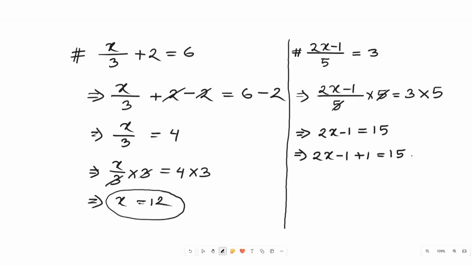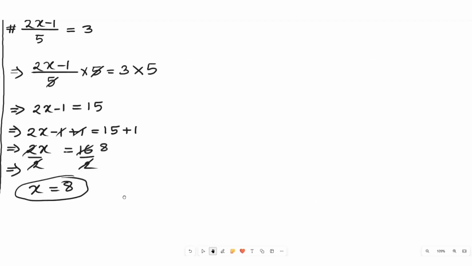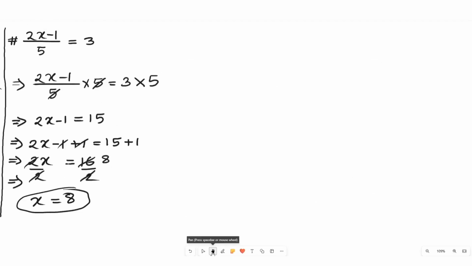We get 2x minus 1 plus 1 equals 15 plus 1. Then we cancel out positive and negative 1. So we get 2x equals 16. Now to isolate our variable x, we divide both sides by 2. So we get x equals 8. On the SAT, checking your answer takes only 10 seconds and can save your score.